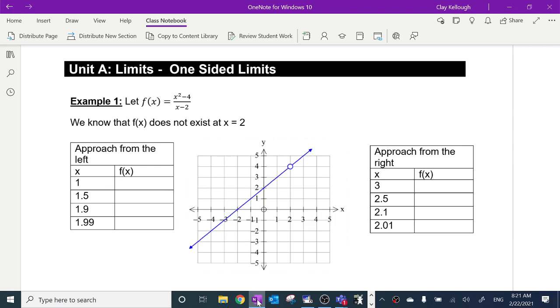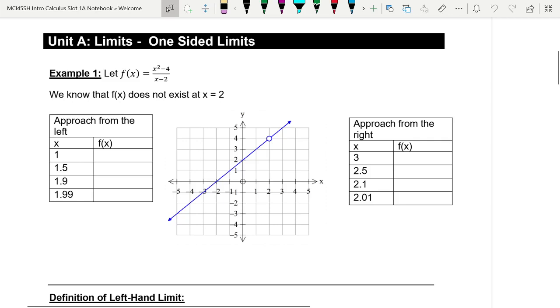But here we go. One-sided limits. Oh, hang on. I need the pen.